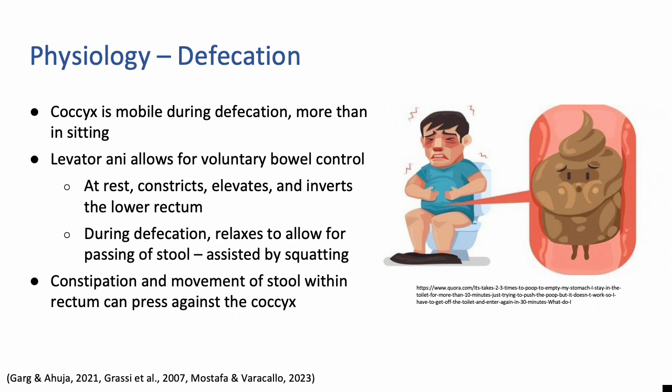So the levator ani muscles, or the pelvic floor muscles, allow for voluntary bowel control. At rest, they're constricting, elevating, and inverting the lower rectum, and during defecation, they're relaxing to allow for the passing of stool, assisted by squatting. So the levator ani muscles, as we learned before, connect to the coccyx. They're doing all this movement and therefore causing the coccyx to move during defecation. And constipation, as well as movement of the stool within the rectum, can press against the coccyx, and that is why defecation can sometimes be painful for people who are experiencing coccydynia.